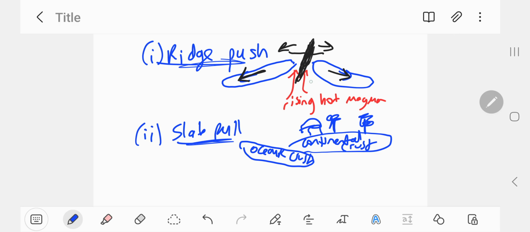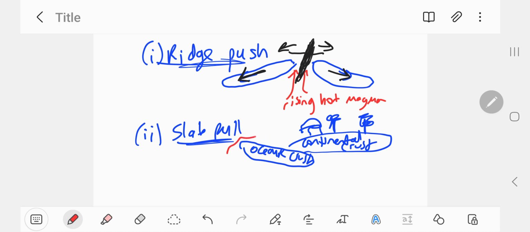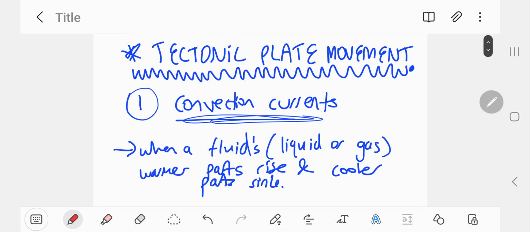Right, because the rising hot magma that's coming up will cool and solidify, and it'll pull down due to gravity onto the oceanic crust. So now you've got more crust, and that'll sink, subduct, which means sink. It'll sink beneath the continental crust. Hence, you get what's called slab pull. We've got the slab of oceanic crust here, and it's being pulled down due to gravity. So these are the two main theories of tectonic plate movement.